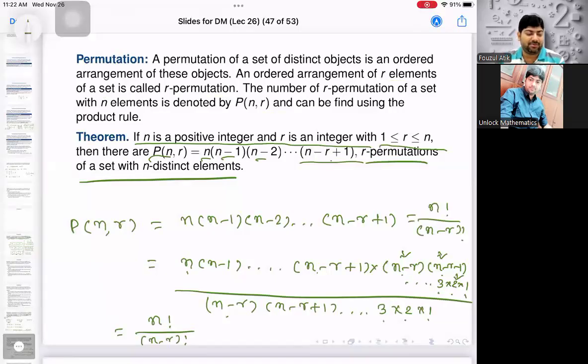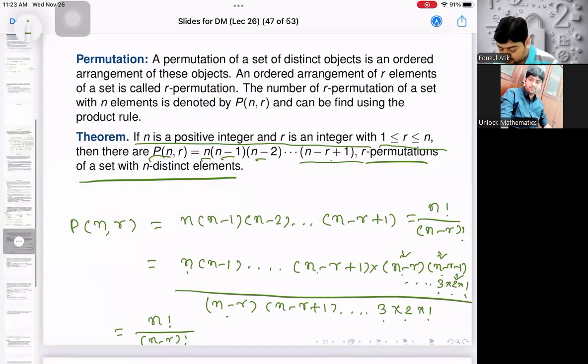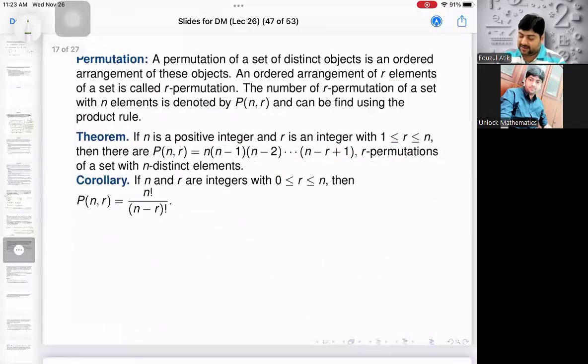So this formula you probably know from your childhood level. Correct? Okay. So if n and r are integers, then P(n, r) is equal to n factorial by n minus r factorial. So this is how the formula for permutation comes into the picture. I hope this is clear. Now we'll do a few examples.